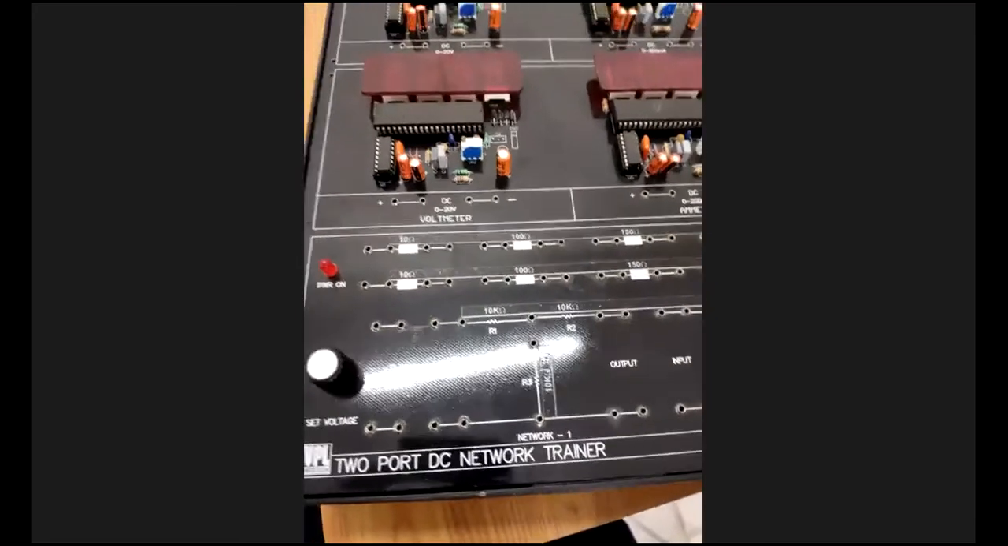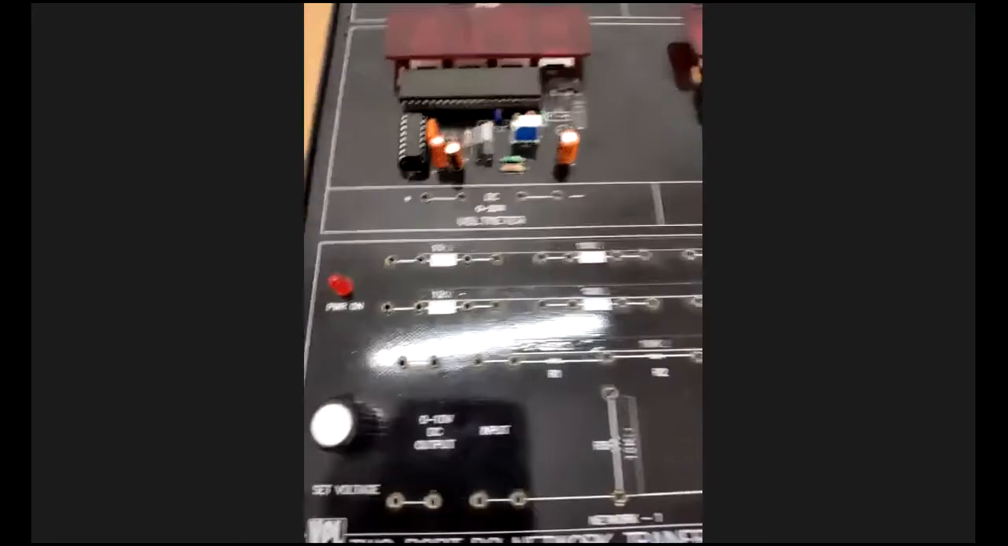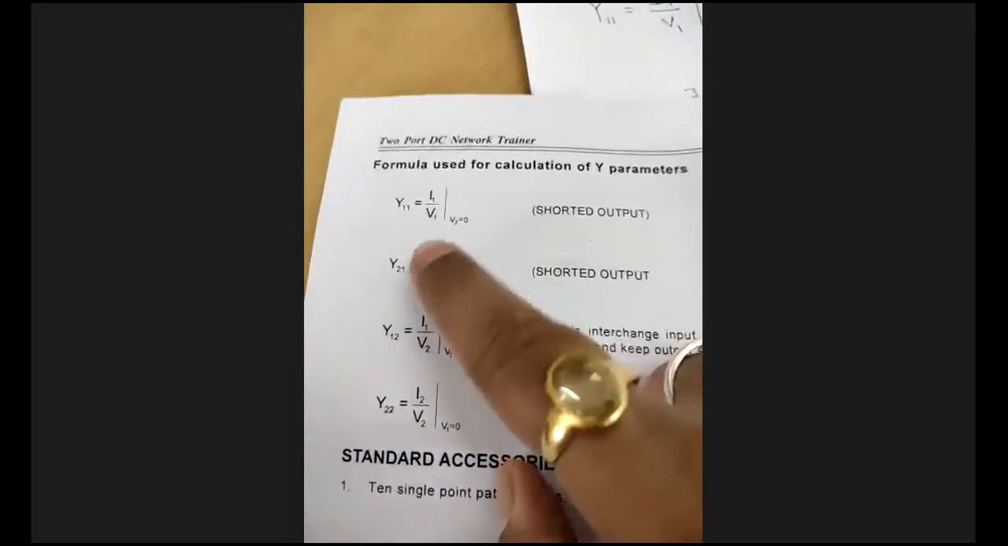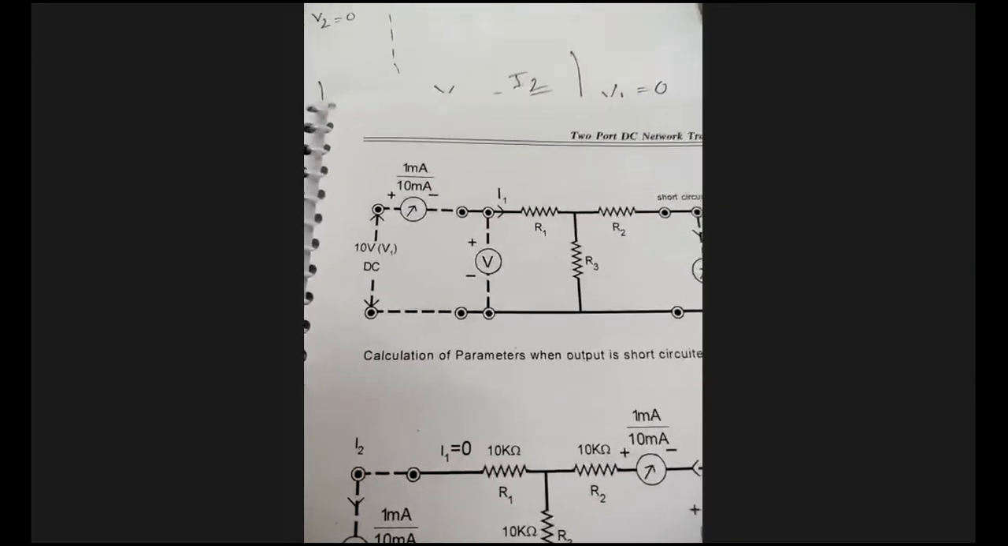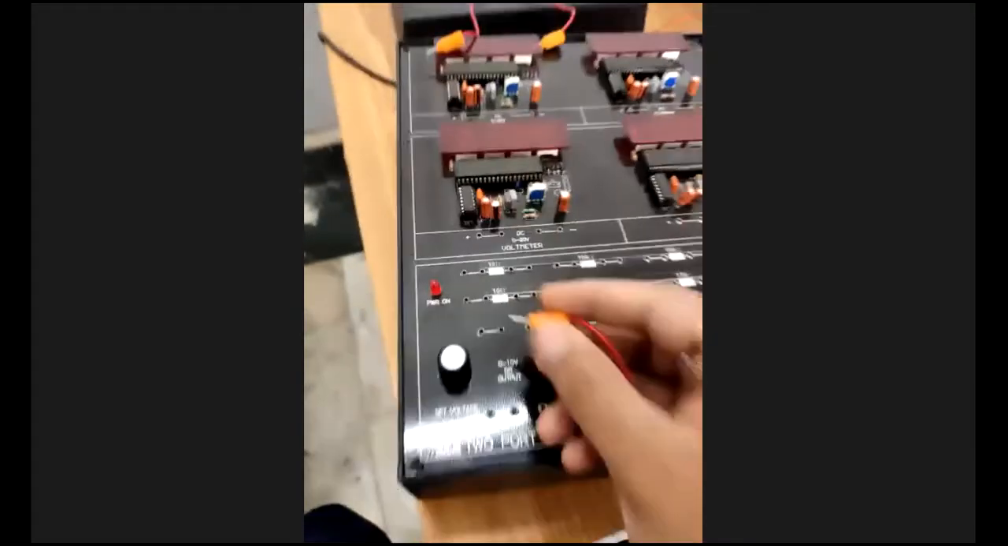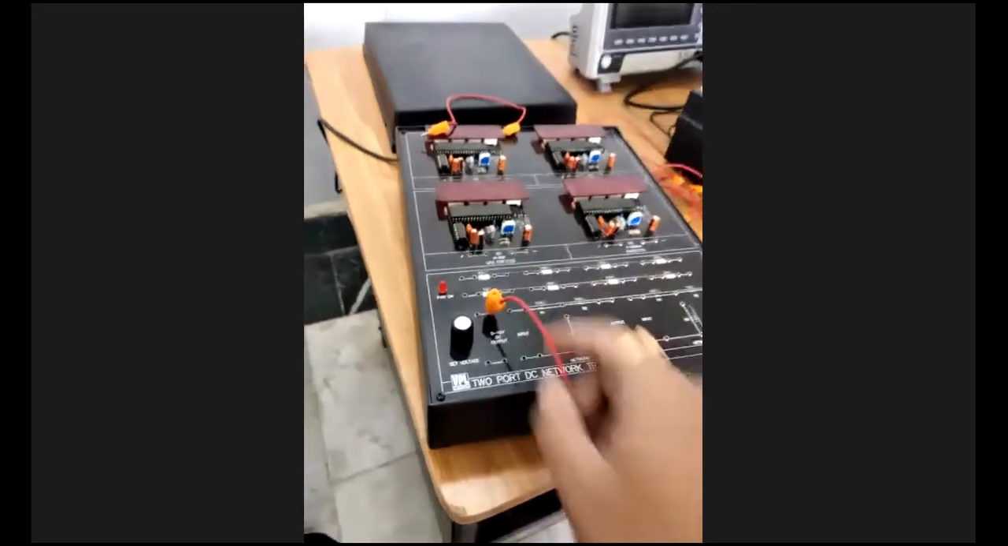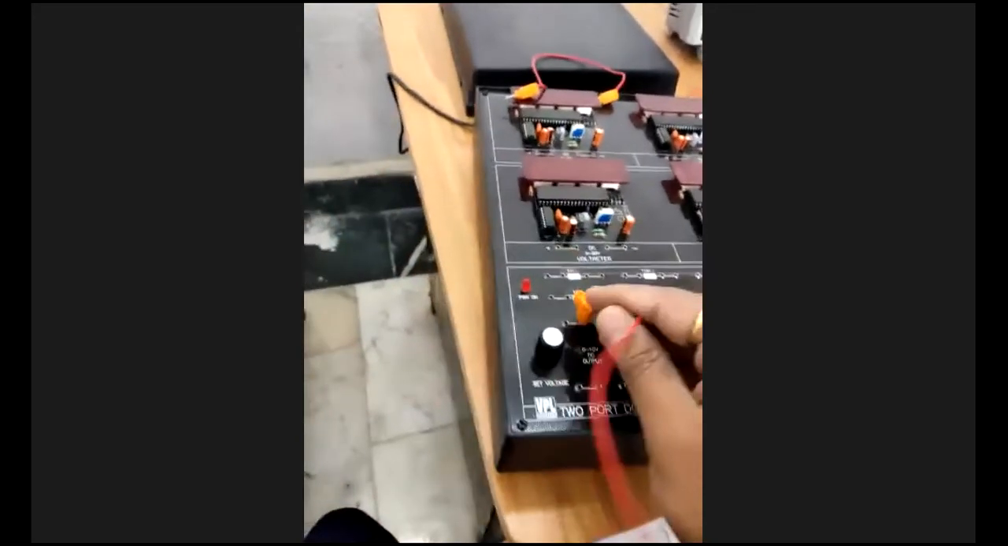Okay. In the first circuit, when we are going to find out Y11 and Y21, first we connect the source. We connect the source to the circuit. So I am connecting the source to the circuit.